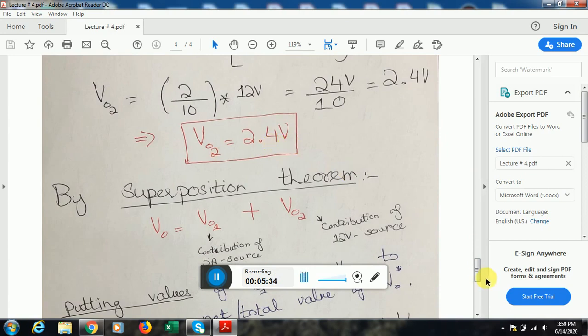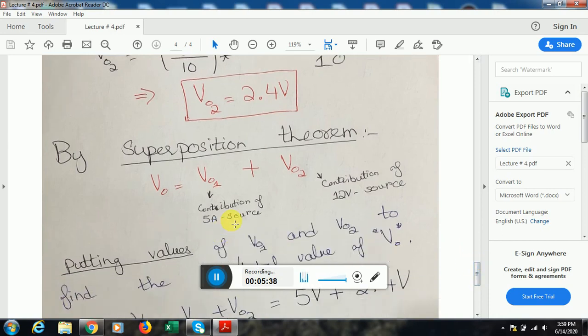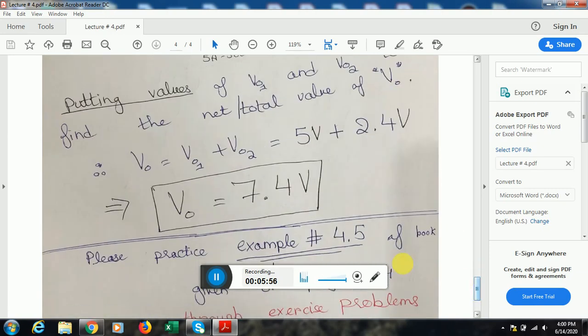Now please remember that by superposition theorem, we have to find the individual contribution of each of the independent sources, and finally in the end we sum up all the individual contributions. V01 was due to the current source, and V02 is due to the 12 volt voltage source. I sum up these two, and what I get is V0, the voltage across the 2 ohm resistor because of the two sources, is 7.4 volt. So this is how we apply superposition theorem.